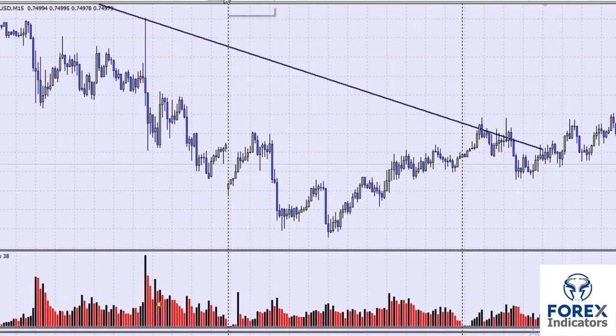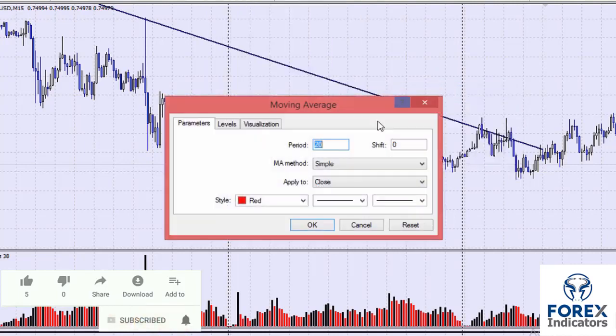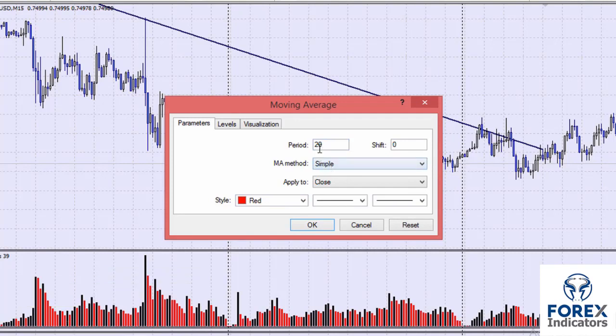So go to indicators, click on trend, click on moving averages, and we're going to select 20. Select 20 period and simple. So for MA, select simple. For period, select 20. And you can choose a random color.